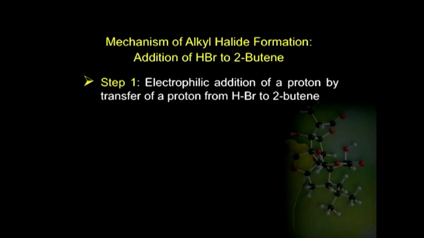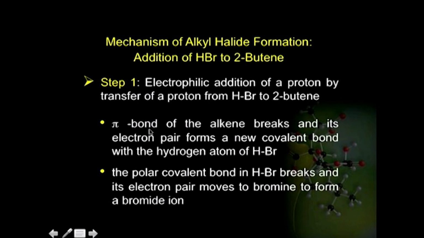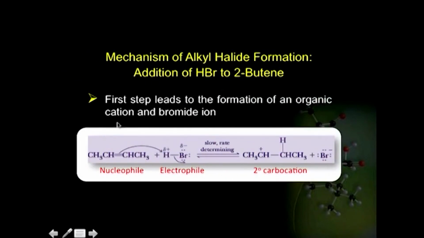So, if we look into the mechanism of this particular reaction, we will realize that in the first step of the reaction, electrophilic addition of a proton by transfer of a proton from HBr to 2-butene takes place, and then the pi bond of the alkene breaks and its electron pair forms a new covalent bond with the hydrogen atom of HBr. The polar covalent bond in HBr breaks and its electron pair moves to bromine to form a bromide ion. Let us look into this. The first step leads to the formation of an organic cation and a bromide ion.